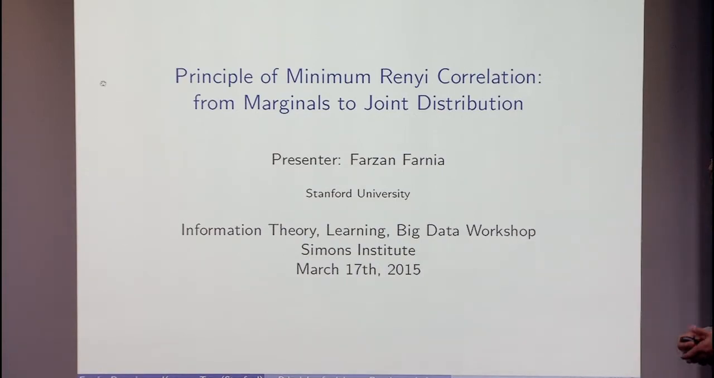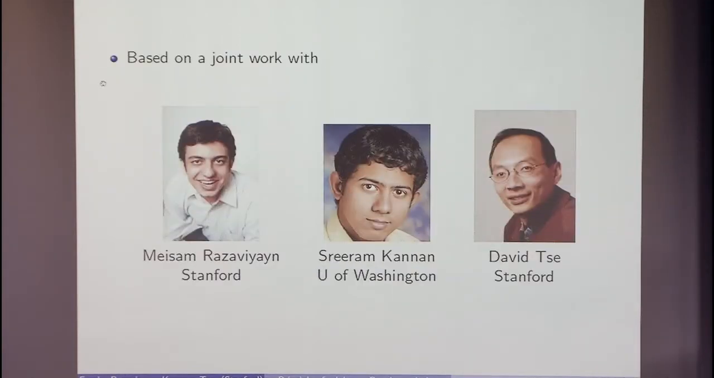So today, it's my honor to give a talk about principal minimum Renyi correlation from marginals to joint distribution. This is joint work with Meysam Rezabian, a postdoc member in our group, Shiram Kannan, a former postdoc in our group and now an assistant professor at the University of Washington, and it's supervised by my advisor, Professor David Tse.